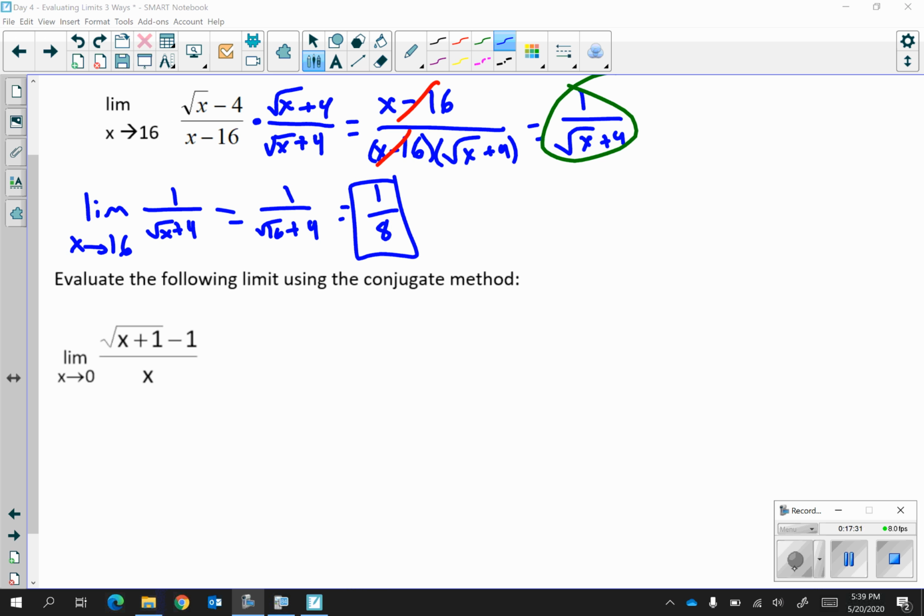Now, notice in this problem, you can't plug in 0 because then only 0 would be in the denominator, and that's not good. I also can't factor anything. But I do see that there is a radical in here, so I can use the conjugate method. So I'm going to multiply both pieces by the conjugate. Now, the conjugate is going to be the square root of x plus 1 plus 1, because what I'm doing is switching the negative outside of the radical. You don't want to switch the sign inside the radical. So always switch what's between the radical and the constant.